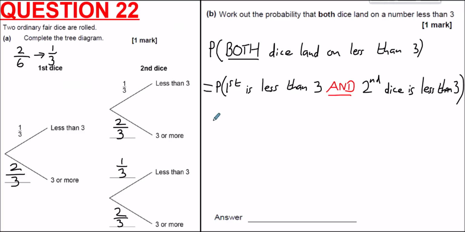And so, with probability, if we have an "and", probability of one thing and another, it means we multiply the two probabilities together. So what we do now is the probability for the first is less than 3, multiplied by the probability that the second one is less than a 3.